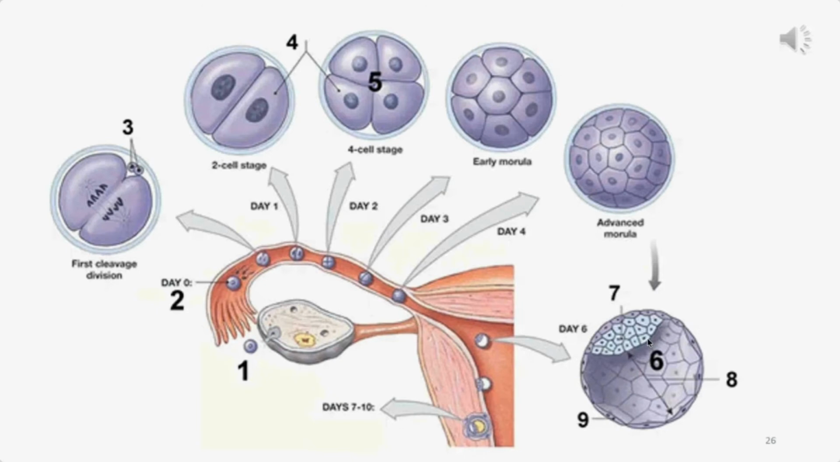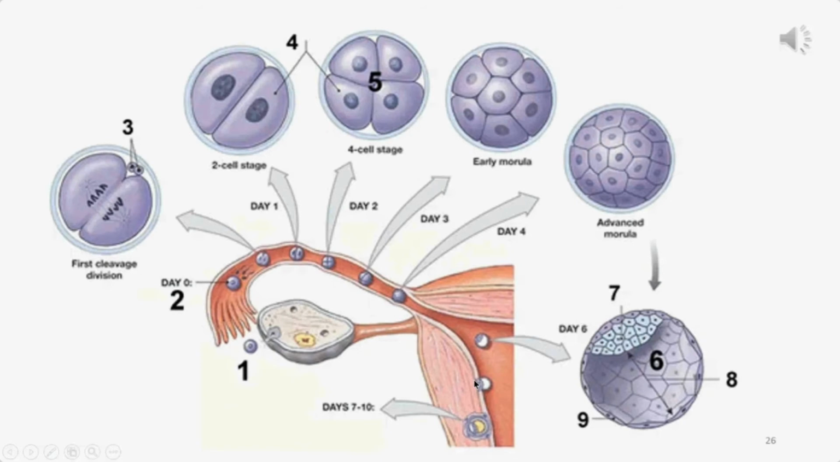As the fluid enters within the cavity, the blastocyst enlarges, and the cells are arranged as an outer cell mass and inner cell mass. So the cells of the blastocyst are arranged as an outer cell mass and inner cell mass. Eventually, it implants within the uterine cavity.